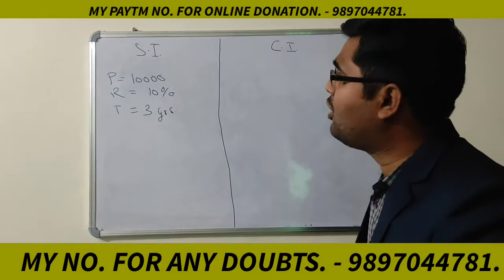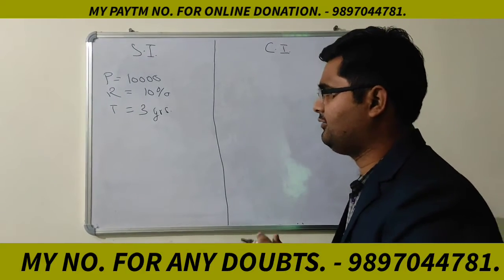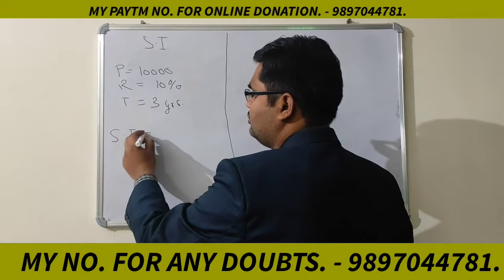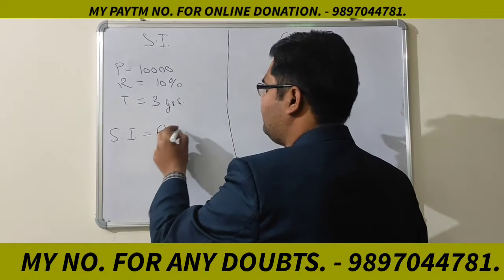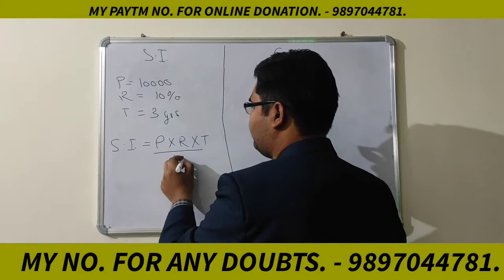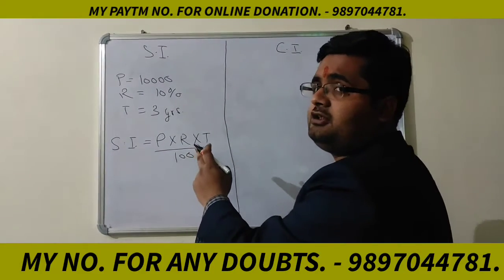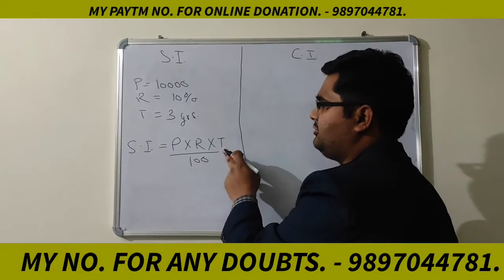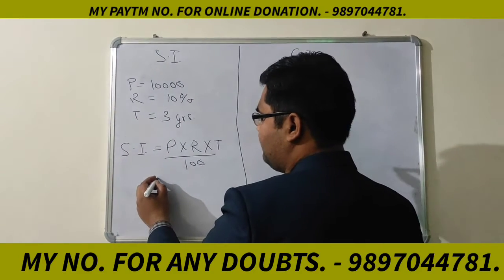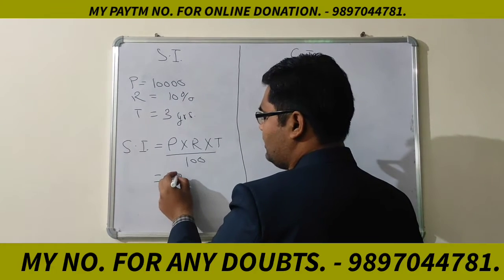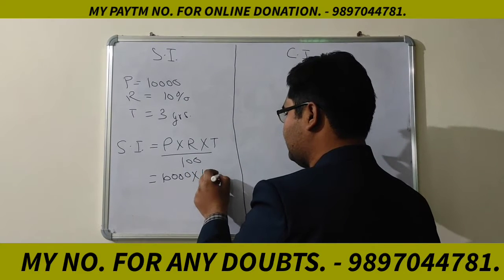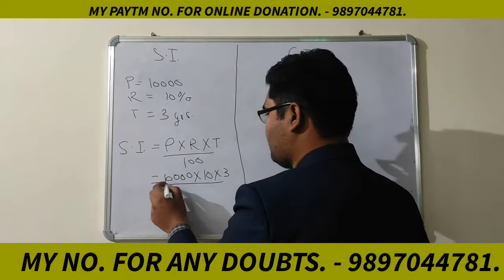Now, the formula for calculating simple interest is very simple, that is SI equals P into R into T upon 100, where P is principal, R is rate, T is time, and upon 100. Here P is 10,000, so we are simply putting the values in this formula. So 10,000, R is 10%, time is 3 years, upon 100.